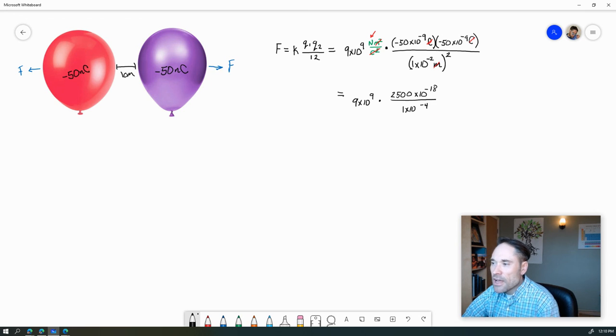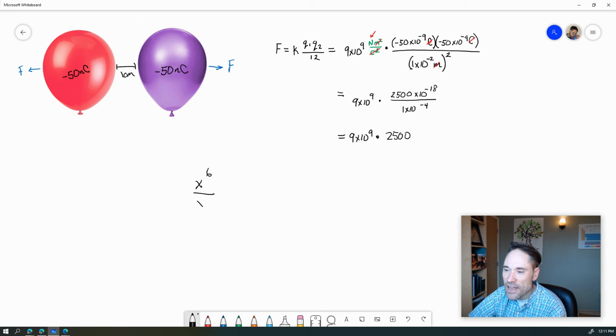All right, I'm getting closer. In order to do this next piece here, I'm going to go ahead and write in 9 times 10 to the 9th times 2,500 divided by 1. That is easy. 2,500 divided by 1 is just 2,500. When I get to my exponents over here now, it's divided. And if I get x to the sixth divided by x squared, what happens to my exponents now? What I walk away with is x to the 4.